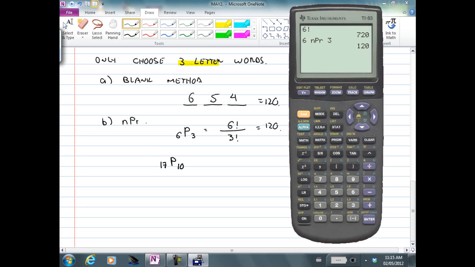Okay. I go 17. Instead of using that formula and wasting my time, I'm going to use my little calculator. PRB, I hit enter. And I hit 10. Times 10 to the power of 10. Don't forget E to 10. So guys, this is how we work with our calculator. Instead of using the formula, we just go NPR.